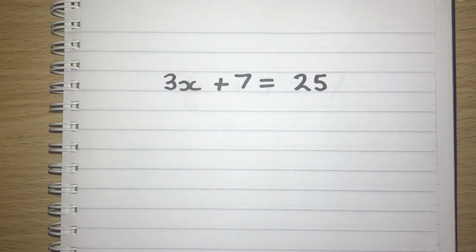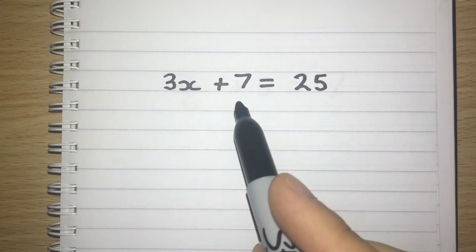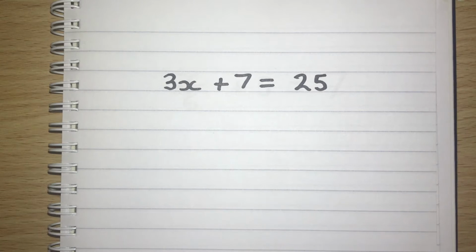In this video we're going to take a look at solving some two-step equations. Now this first equation we're going to look at is 3x plus 7 equals 25. So what this means is whatever number our x is, we multiplied it by 3 and then added 7, we get the answer 25. And we want to work out what that x is going to be.